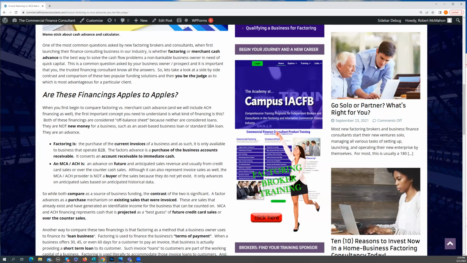So that gives you some basics for the difference between MCAs and factoring. We have additional articles in our magazine on MCAs and factoring and the comparisons between the two. And by all means, take some time out to go to our magazine or to the academy at iacfb.academy to find out more about factoring and its relationship to financing small businesses.